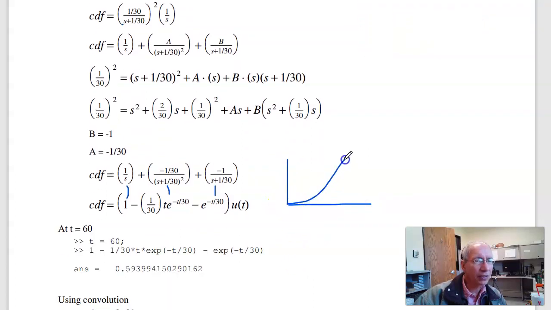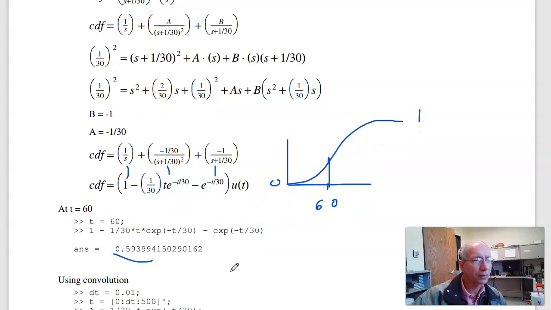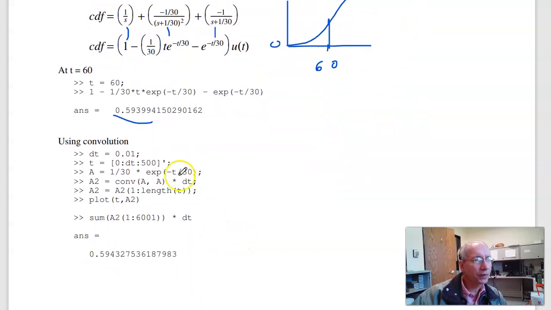That looks like this. It goes from 0 to 1. If I plug in 60 seconds, I get the area of the PDF to the left of 60. And it's 59%. So a 59% chance I'll have 2 customers within 60 seconds. That's one way to solve. The second way to solve is, here's 1 customer, 2 customers, do convolution.